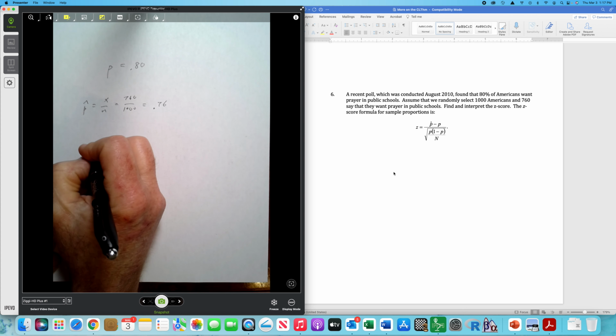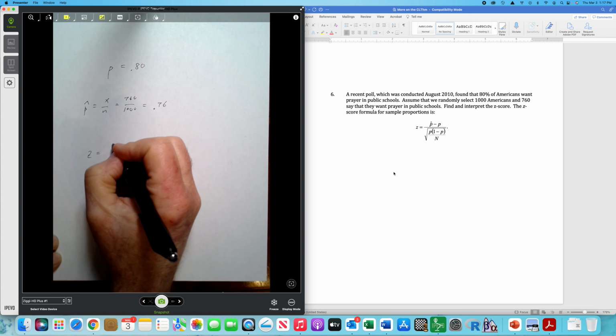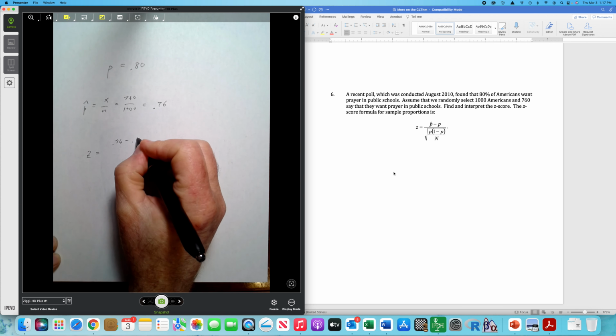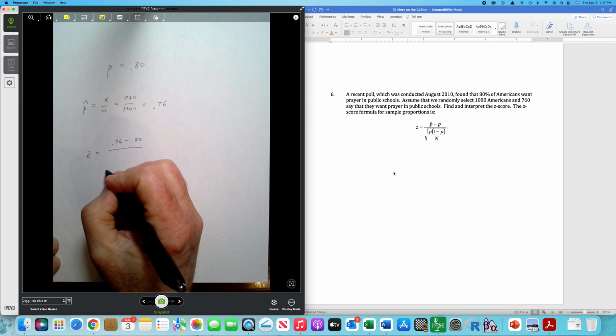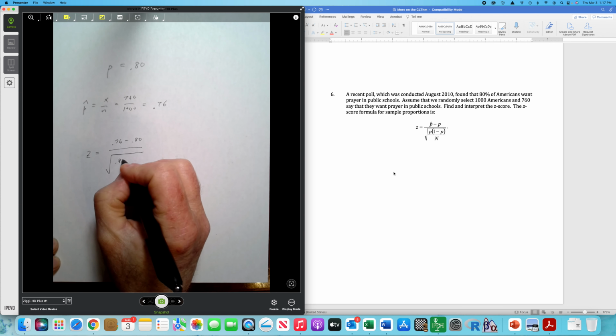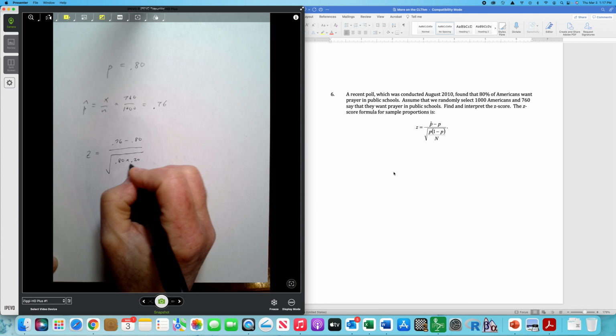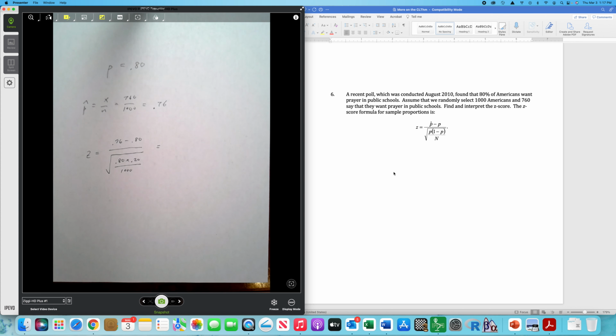All right, so Z is going to be the P hat, 0.76, minus the P, which is 0.80. And then on the bottom, we need the square root of 0.80 times 1 minus 0.80 over the total sample size, which is 1,000. Now, if I can put that in my calculator without doing something goofy, I get negative 3.16.